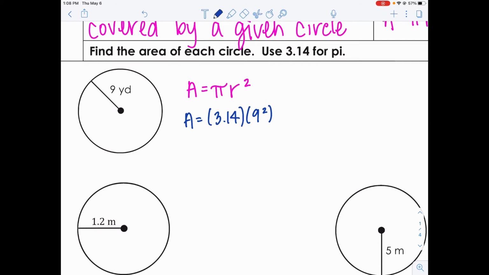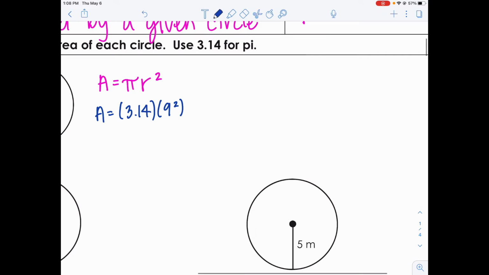You can plug all of this into your calculator. If you're plugging it into your calculator, this is what I would do. I would do 3.14, hit my times key, then I would open a parentheses, put in 9, and now look to just the left of the 7 key. There's a key that has a little x squared. Push that key, it should give you an exponent for the 9.